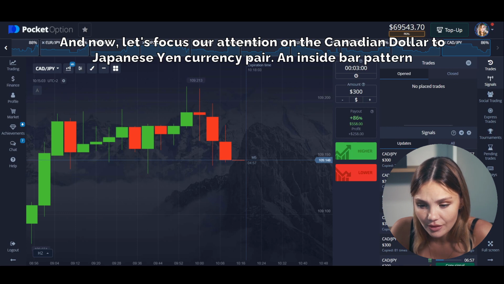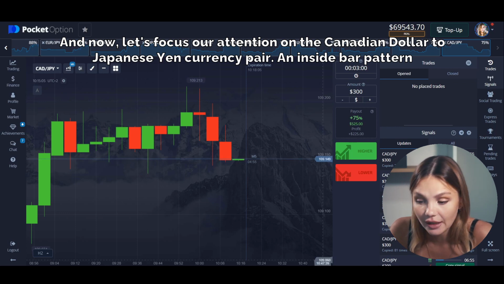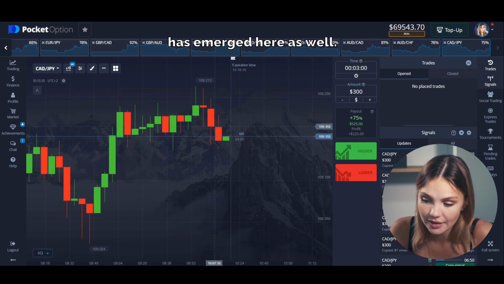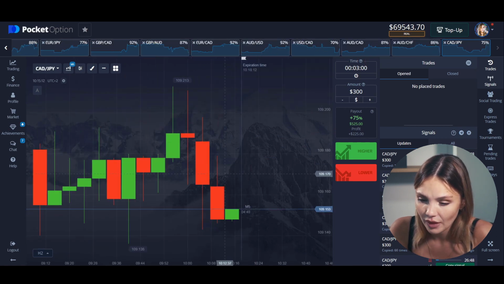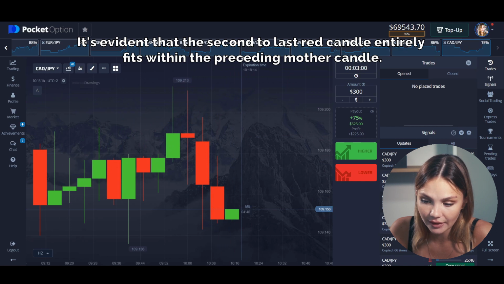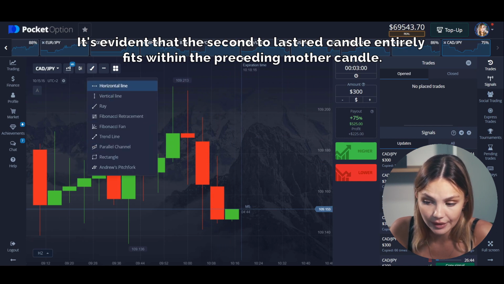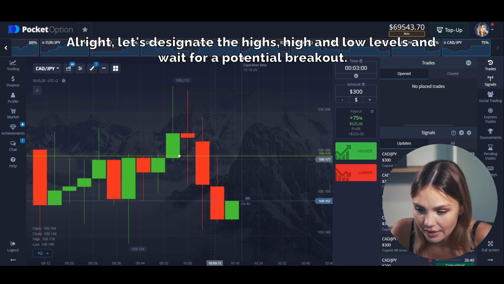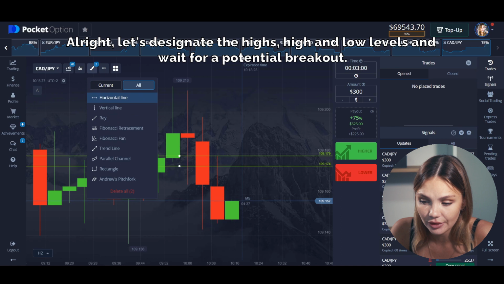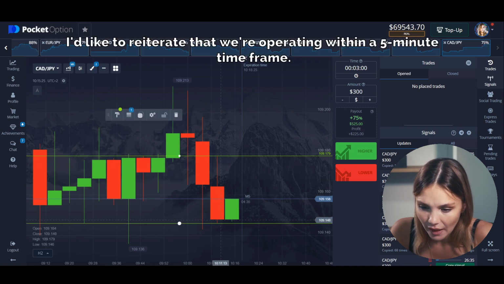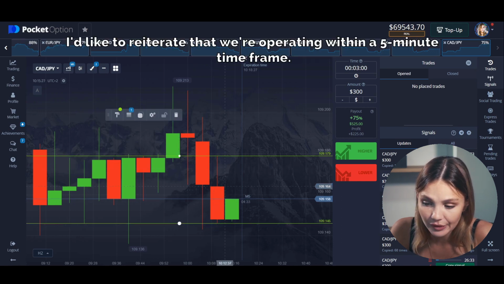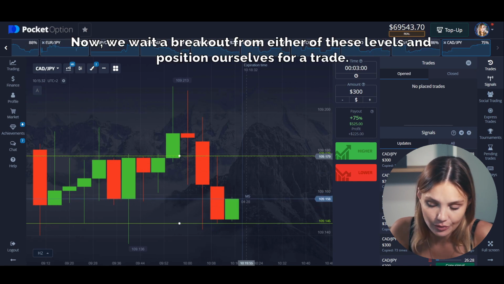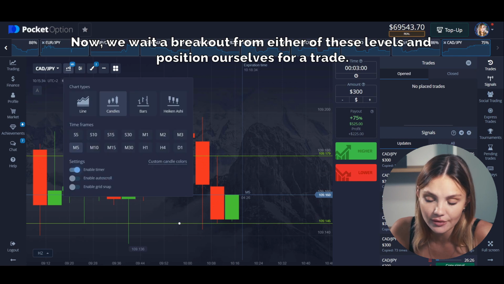And now, let's focus our attention on the Canadian dollar to Japanese yen currency pair. An inside bar pattern has emerged here as well. It's evident that the second to last red candle entirely fits within the preceding mother candle. Alright, let's designate the high and low levels and wait for a potential breakout. I'd like to reiterate that we're operating within a 5-minute time frame. Now we wait for a breakout from either of these levels and position ourselves for a trade.